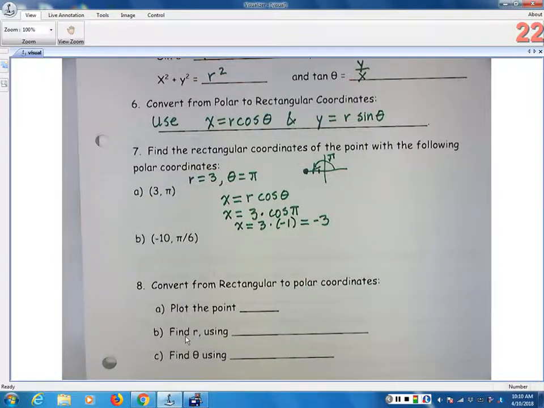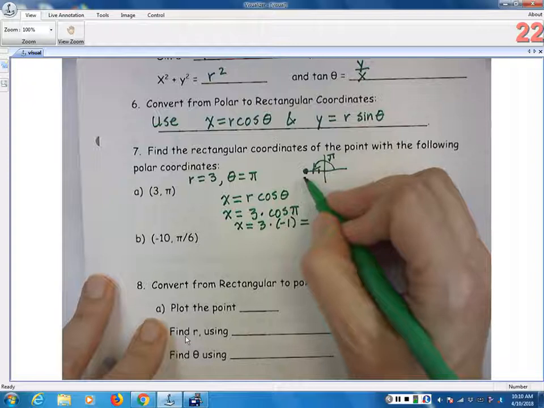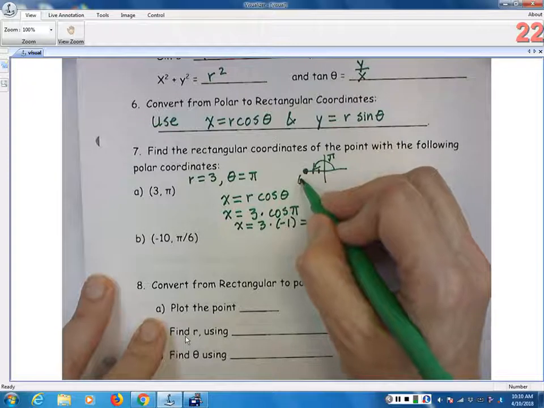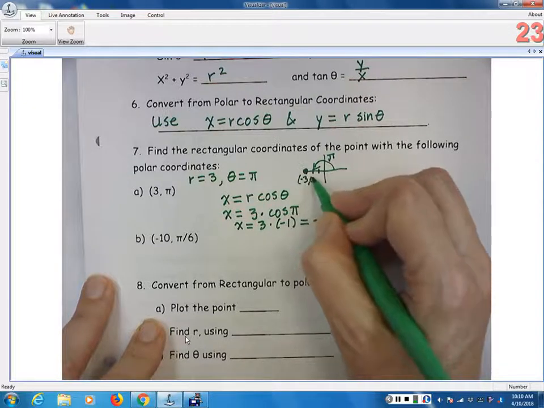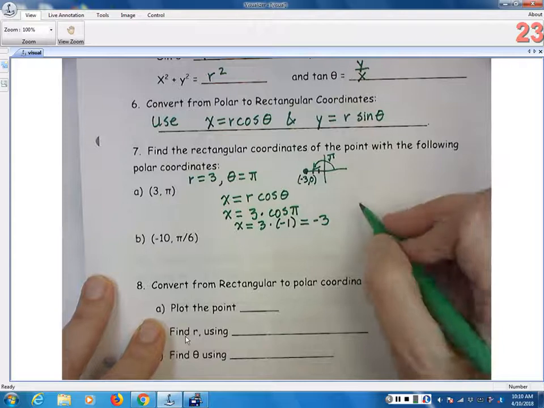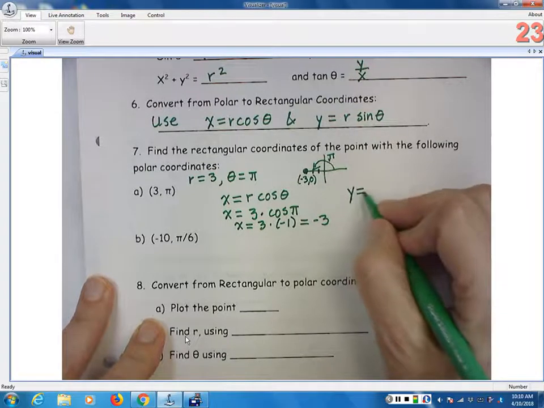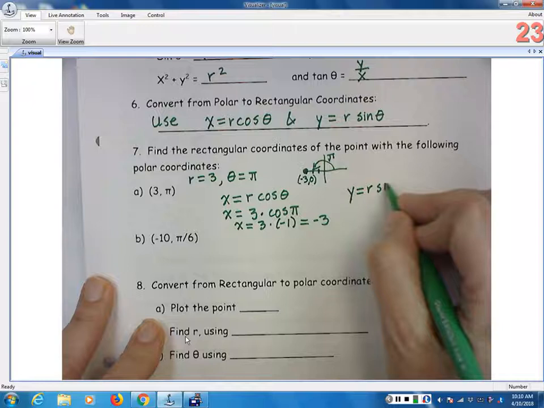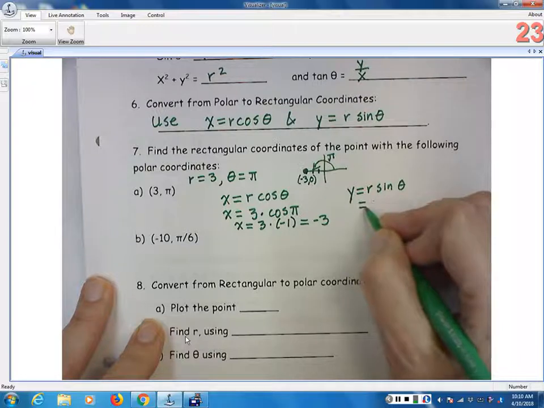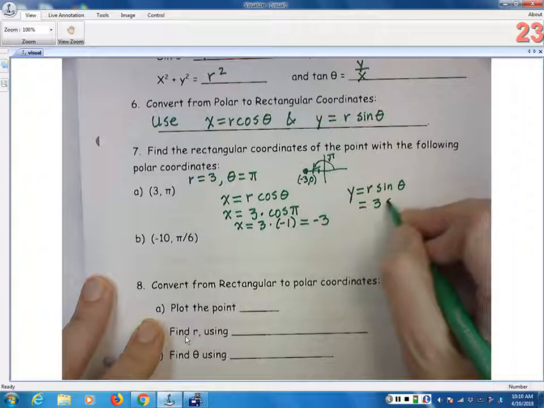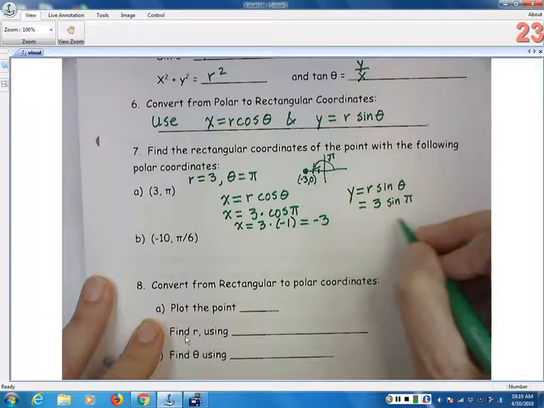Okay, y, and that makes sense. This will be at -3, so y better be 0. All right, y is r sine theta, 3 times sine of pi. Sine of pi is 0.